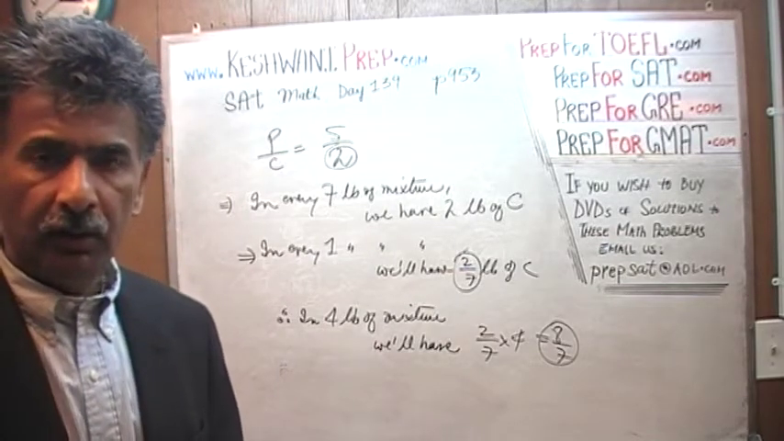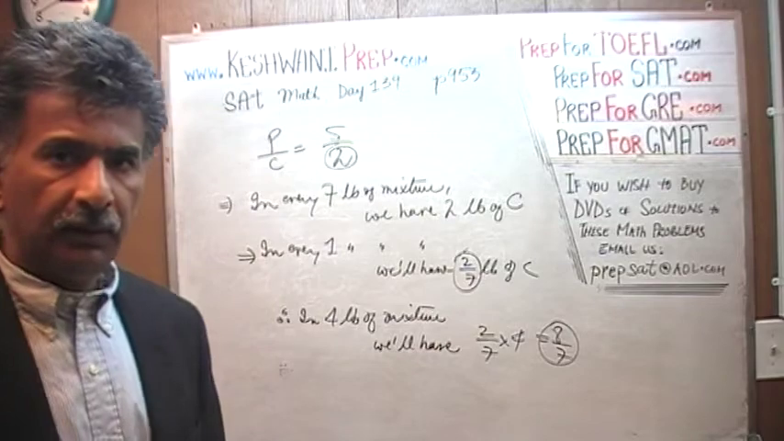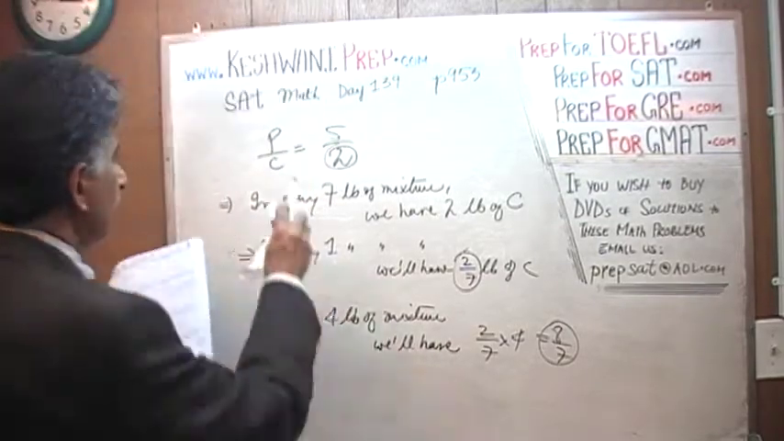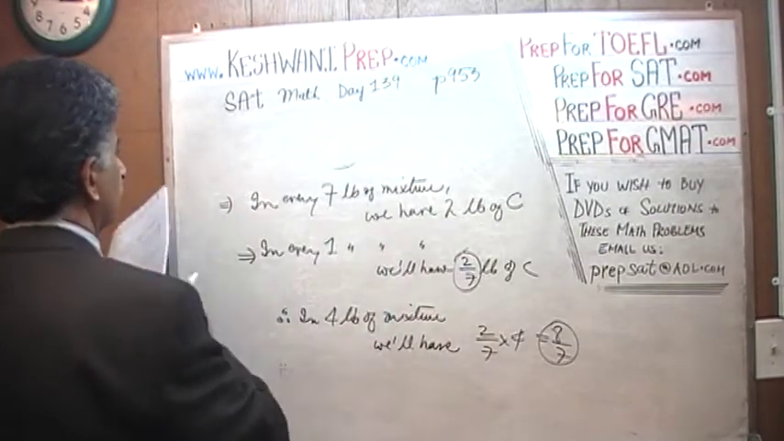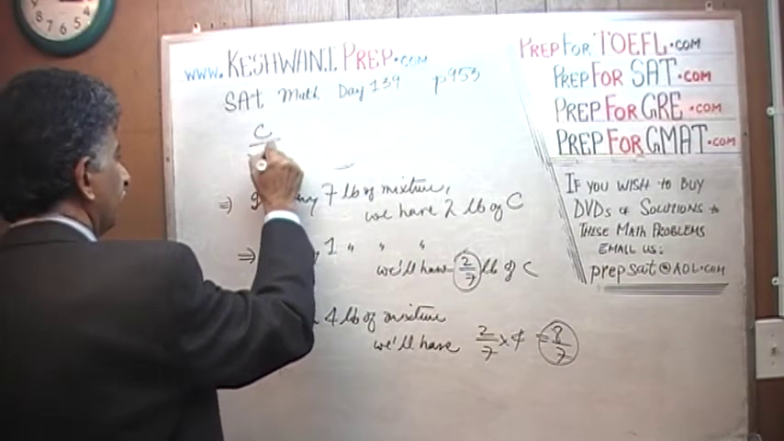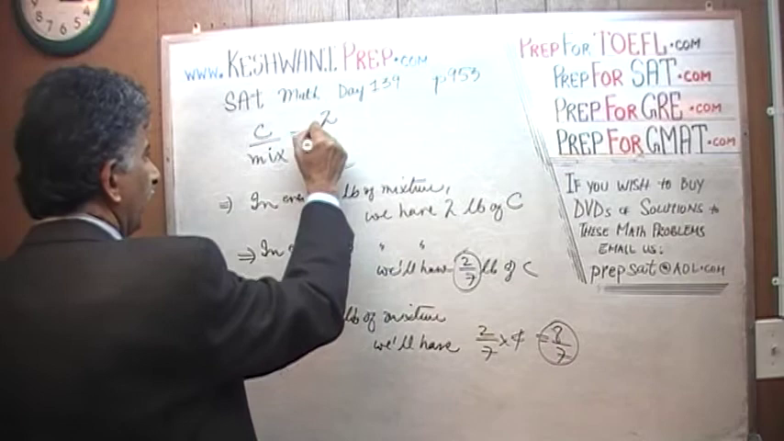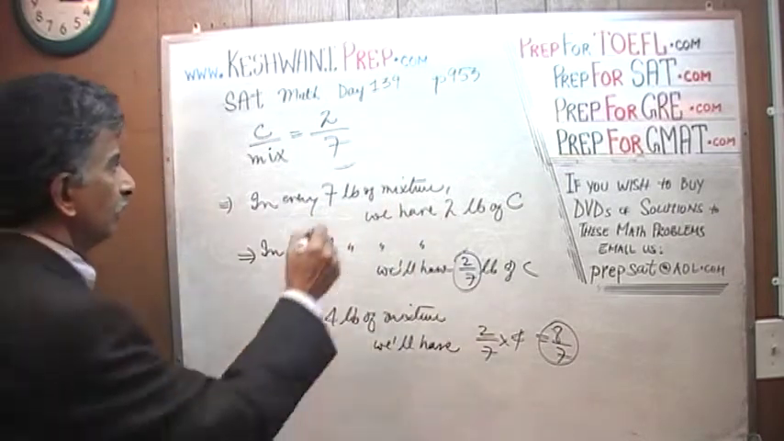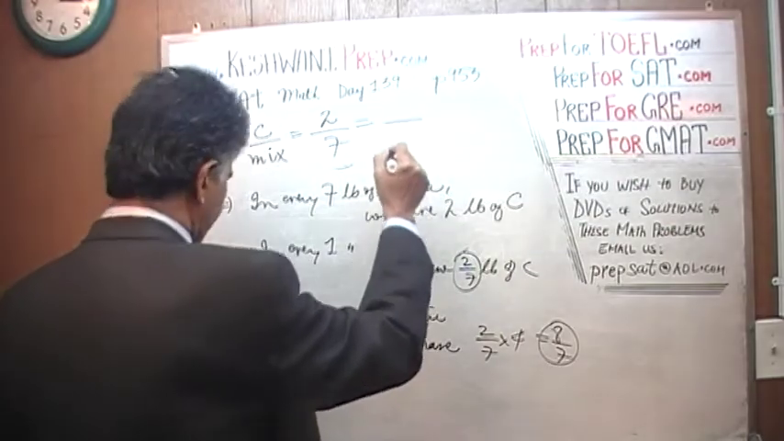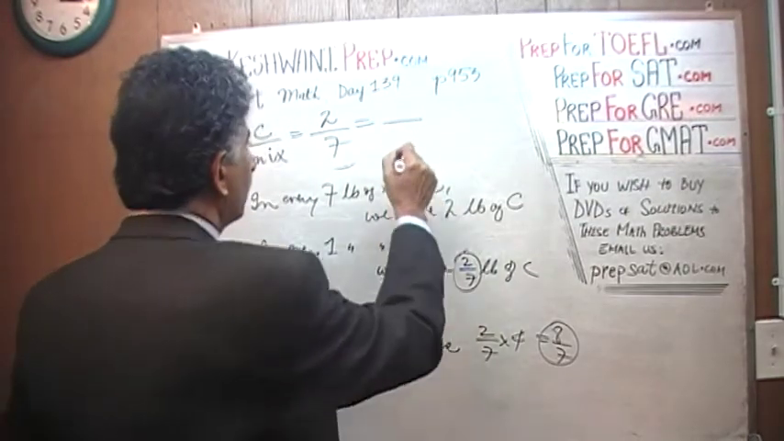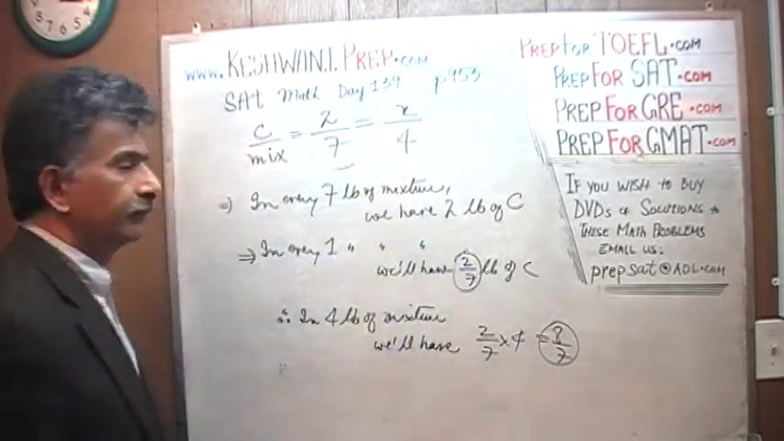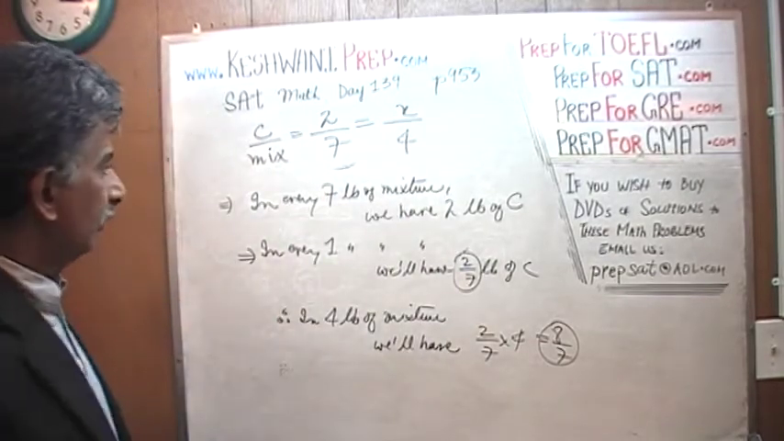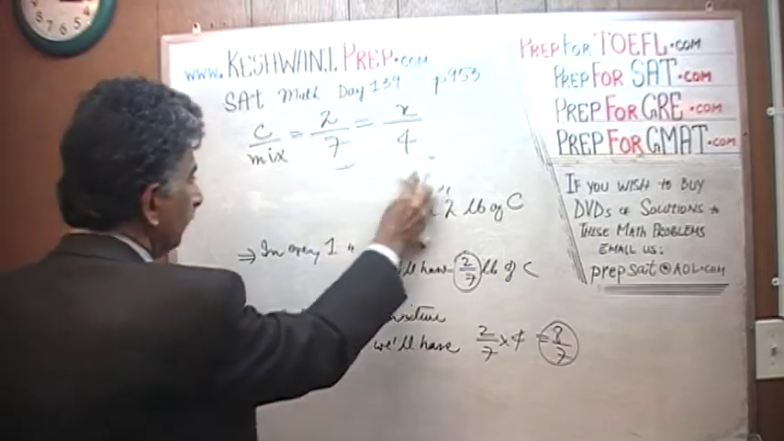Another way we could have solved this problem is to set it up as a proportion problem. Cashew versus the mixture. We know that every 7 pounds of mixture has 2 pounds of cashew. The question is, what would happen if we only have a mixture which is only 4 pounds? If the mixture is 4 pounds, how much cashew will it contain? That's all it is.